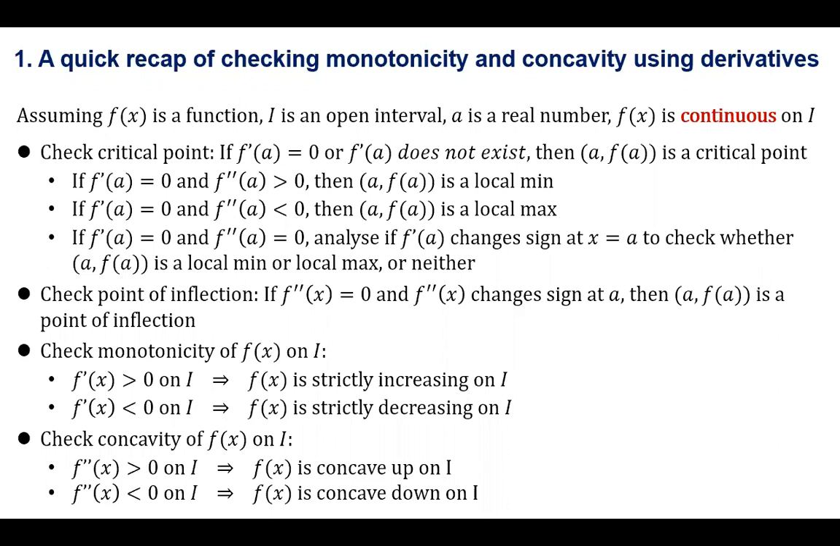Okay, last, the technique used to check the concavity of f(x) on the interval I is we check its second derivative, right? Specifically speaking, if the second derivative is greater than 0 on this interval I, then f(x) is concave up on I. Otherwise, if the second derivative is less than 0 on this interval I, then the function f(x) is concave down on I. Do you have any questions?